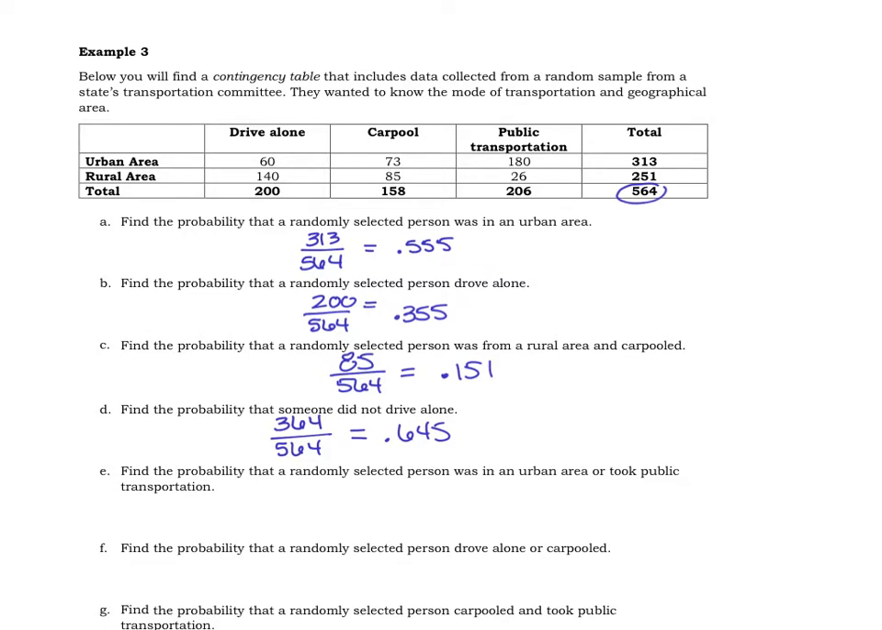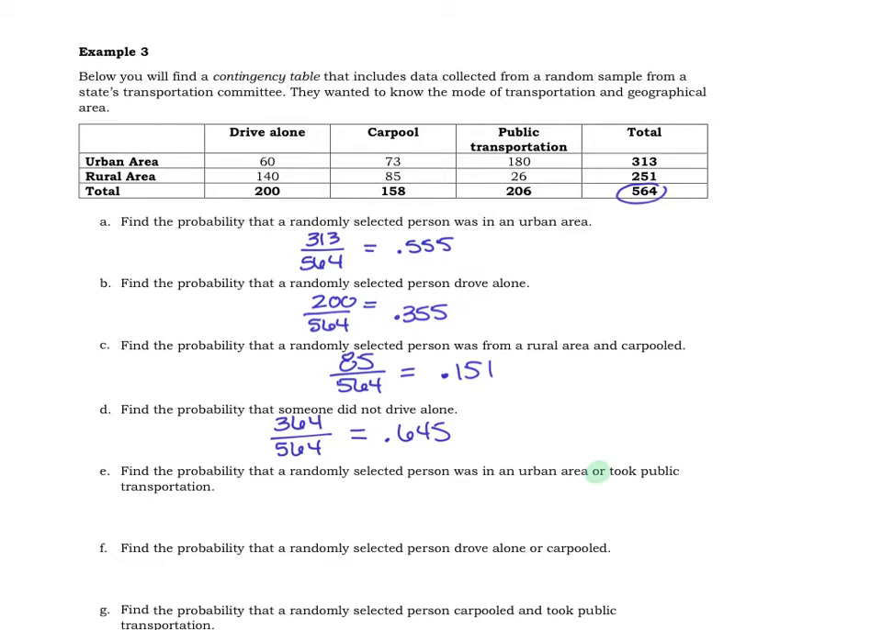Find the probability a randomly selected person was in an urban area or took public transportation. All right, now here is that little word that I have warned you about and that we've been talking about, or. Okay, so the question is, they did one or, that means add, the other. Is it possible they did both? Can they live in an urban area and take public transportation at the same time? Absolutely. Okay, so as you do this, you have to be a little bit more careful.